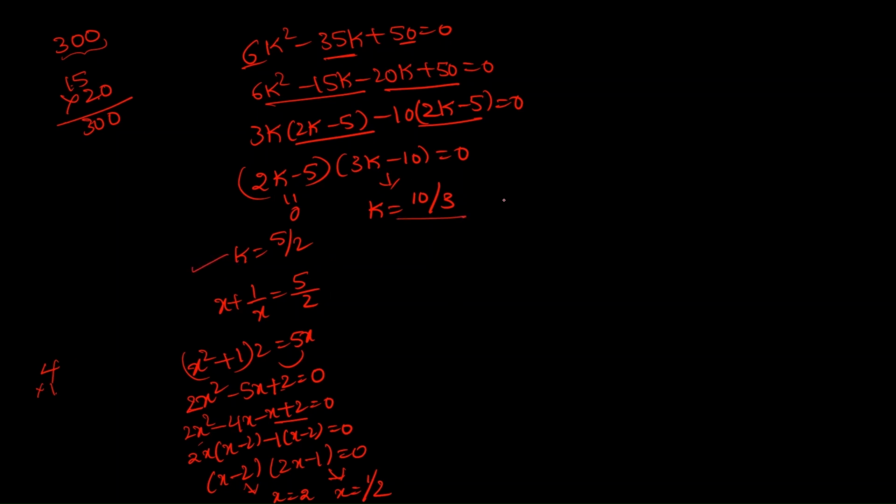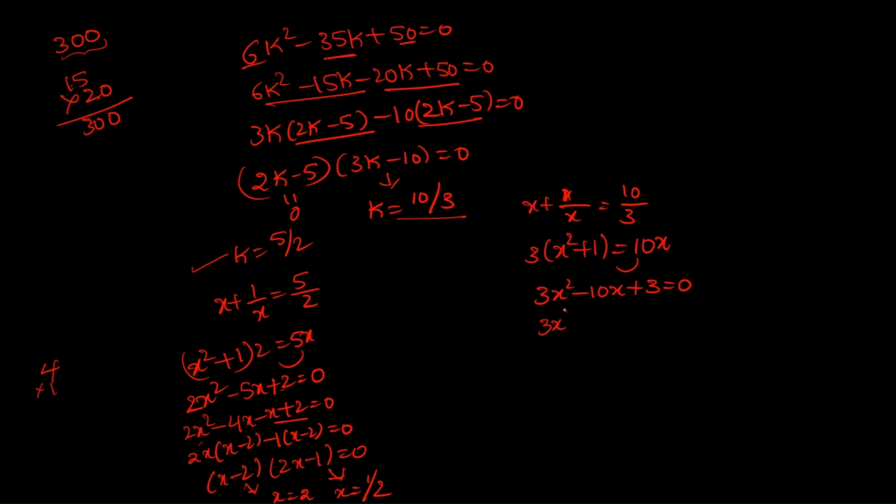When we take k is equal to 10 by 3, x plus 1 upon x is equal to 10 upon 3. Again take LCM and do cross multiplication. That gives 3 into x square plus 1 is equal to 10x. Now take 10x to the other side. 3x square minus 10x plus 3 equal to 0. 3 into 3 is 9. 9 can be written as 9 into 1. 9 plus 1 is the middle term 10.